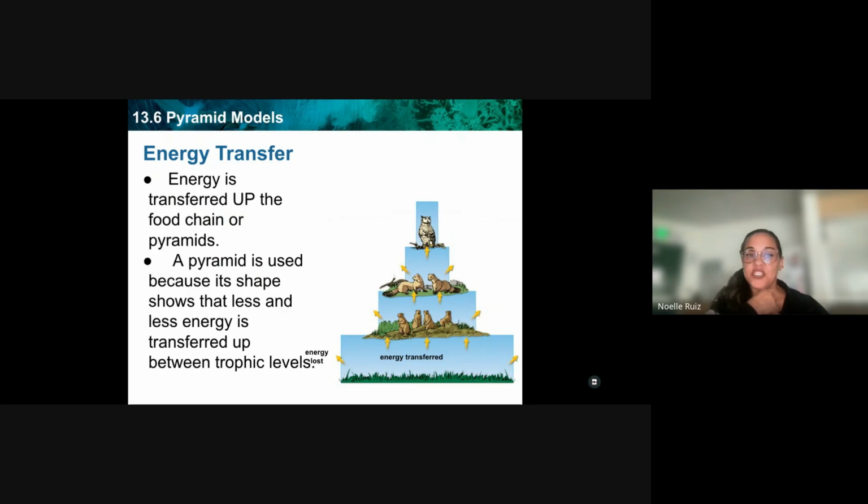And a pyramid is used because its shape shows that less and less energy is transferred up between trophic levels. So when the herbivores eat the producers, in the picture, it's a squirrel, when the squirrel eats the grass, they don't get to keep all that energy that the grass produces. And when the next level, the secondary consumers, eat the primary consumers, they don't get to keep all that energy. So energy is lost at every single level, which is why the pyramid represents the energy. Less and less energy gets to the top.